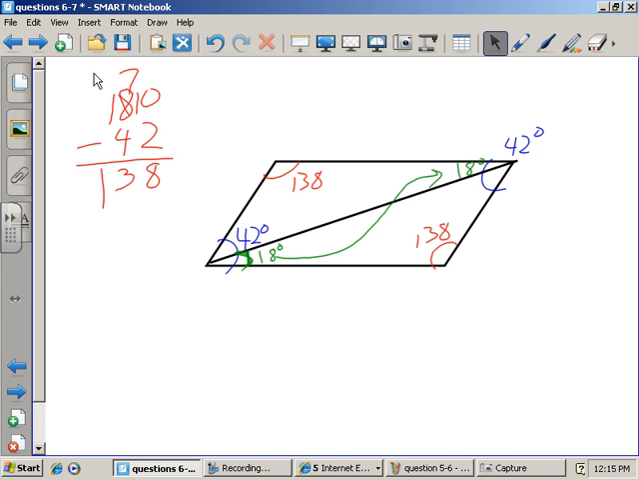So that means we have just a little bit more to figure out. I need to figure out this angle here. And I need to figure out this angle here. Well, I know that the total of that angle is 42 degrees. So I need to take 42 and subtract what I now have, which is 18. So 42 minus 18, I need to borrow. And I wind up with 24 degrees. So that means that this little tiny angle over here was 24, and this angle over here was 24 degrees.